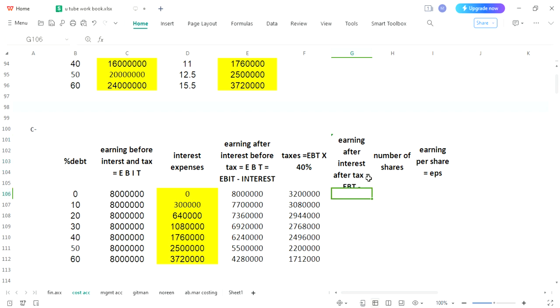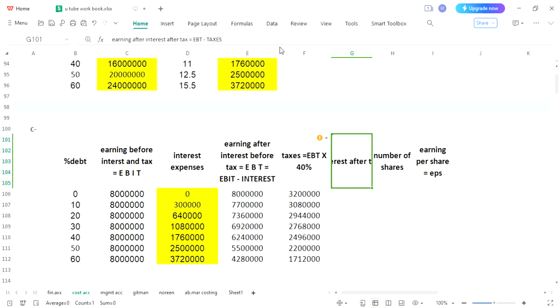No, it's not visible. So let's try if it can be wrapped. Normally it was not being done. No, in both cases it's not working right now. My Excel is a little ill.